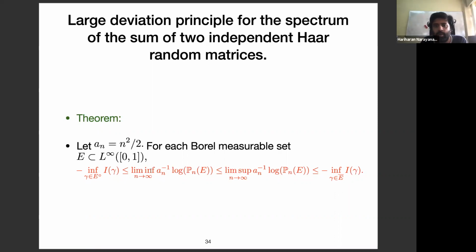These are the two endpoints of this bound, where I is a rate function. This is the log of Pn of E, and here you have the lim sup of log of Pn of E, and here we have the lim inf. So these two quantities are contained inside this bound.